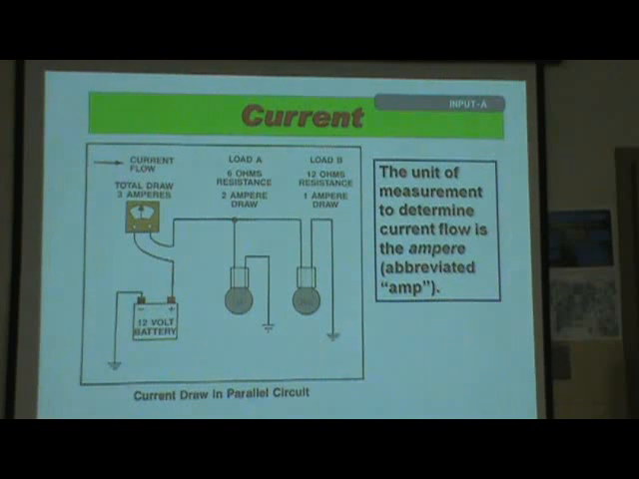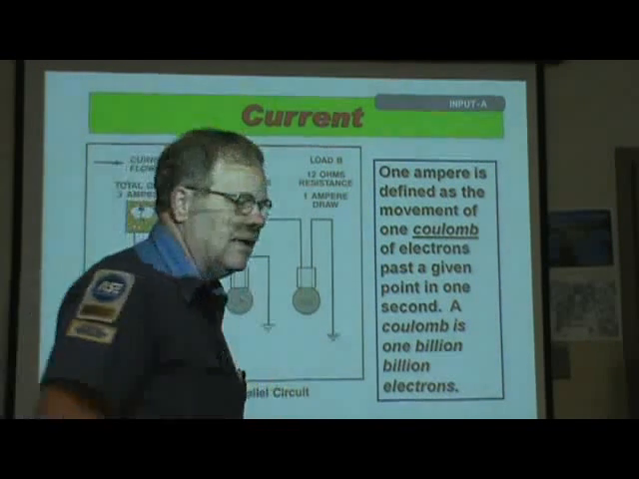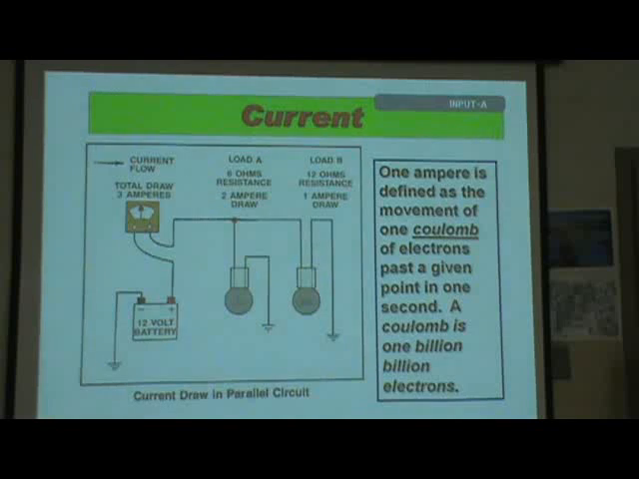All right. The unit of measurement to determine current flow is the ampere, and that is the movement of 1 coulomb of electrons past a given point. A coulomb is a billion electrons. That's a lot, isn't it? You gonna remember that word? C-O-U-L-O-M-B. That's a good Scrabble word, huh?